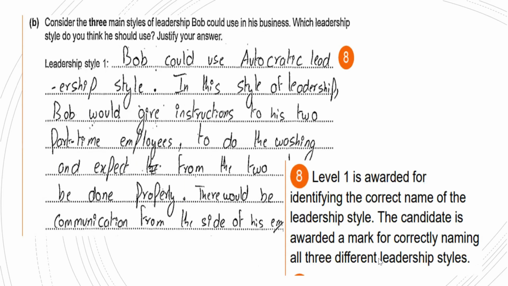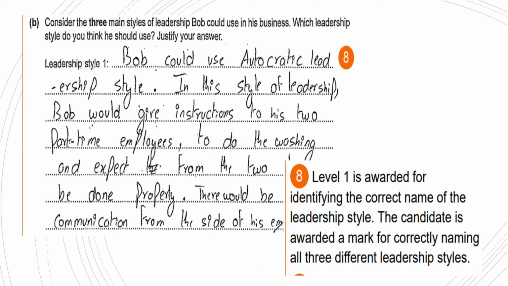So let's go back to the question. It says, consider the 3 main styles of leadership. Let me just hide this. Okay. Bob could use, and which style do you think he should use? Now, it has not asked for a definition anywhere. It has also not written to discuss advantages and disadvantages. In some questions they write, they mention, discuss the advantages and disadvantages. Even if it is not mentioned, you still have to mention the limitations, drawbacks, advantages, benefits.